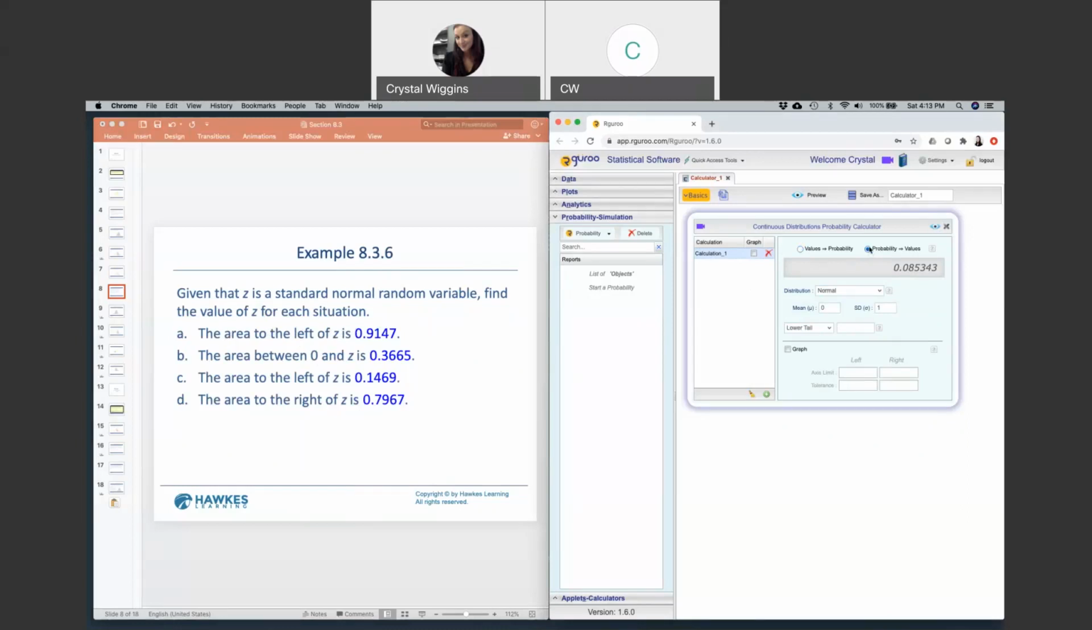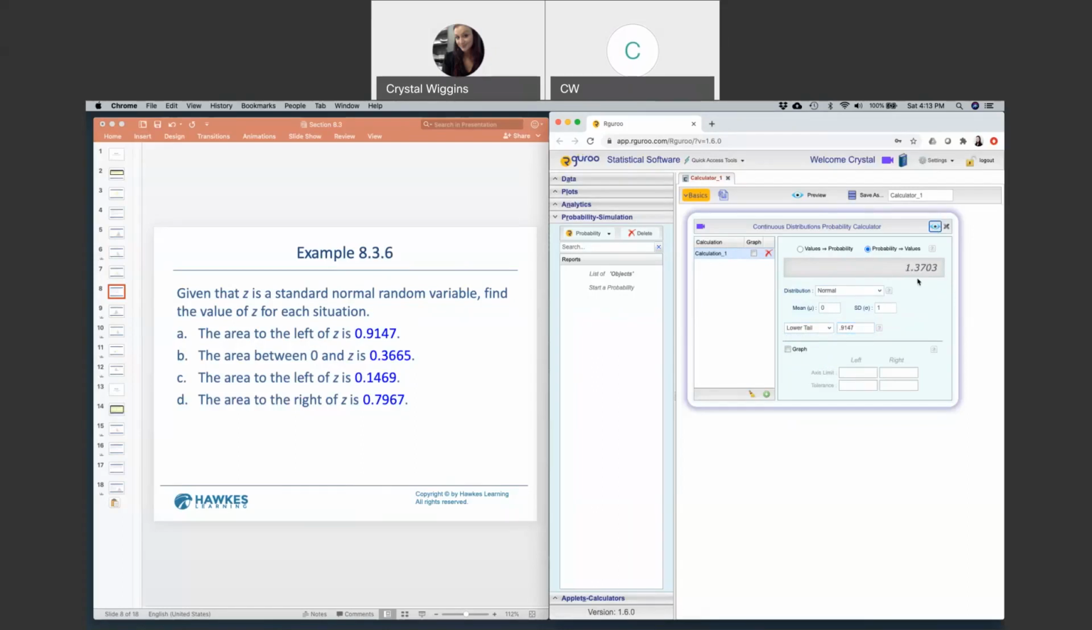We're still talking about standard scores, so the mean is still 0 and the standard deviation is still 1. Now our options are lower tail, which is when we say we're to the left, upper tail, which is to the right, between area, and we rarely ever work with outside tails. Okay, so right now we're looking at the lower tail because it's left, and we're going to put our probability in here of 0.9147.